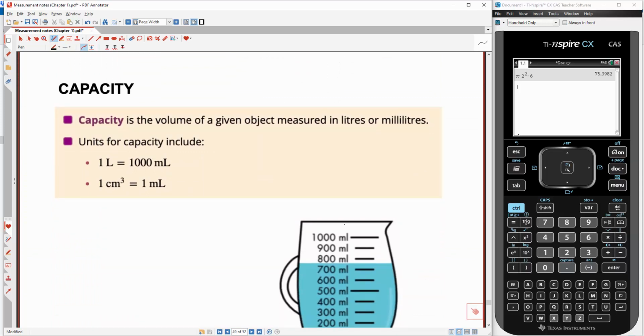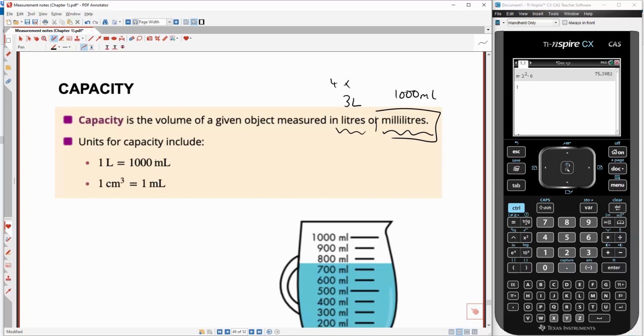All right, when we talk about capacity, what we usually talk about is something in fluids. Capacity is the volume of a given object measured in liters or milliliters. So if you look at your drink bottle on your desk at the moment, you'll notice that there is a number of milliliters in your drink bottle. It's usually 1,000 mil in a drink bottle, unless you got one of those really big ones. My family drink lots of milk, so we get 4 lots of 3-litre milks from Coles each week. So the units for capacity include 1 litre equals 1,000 mil.